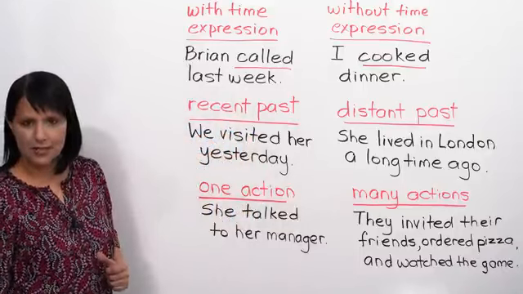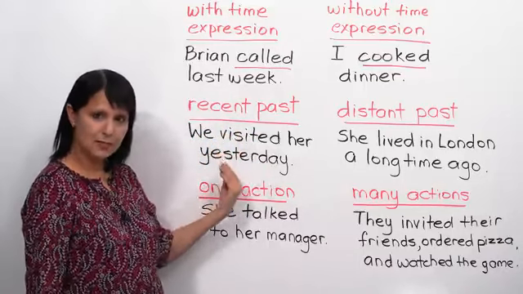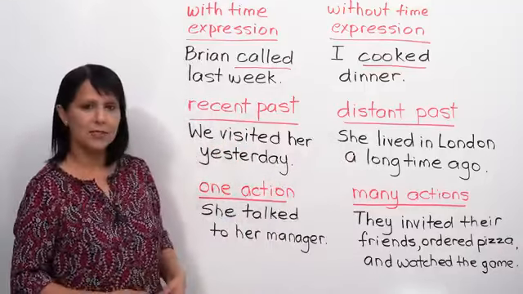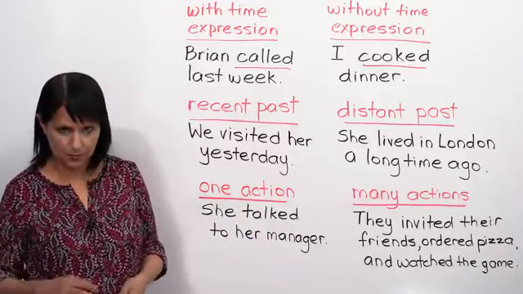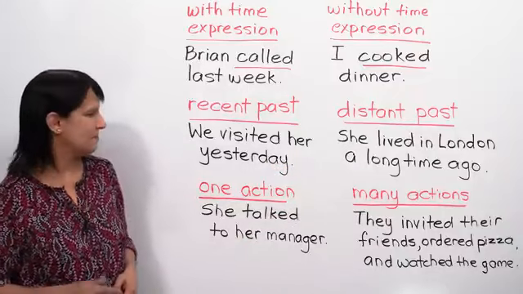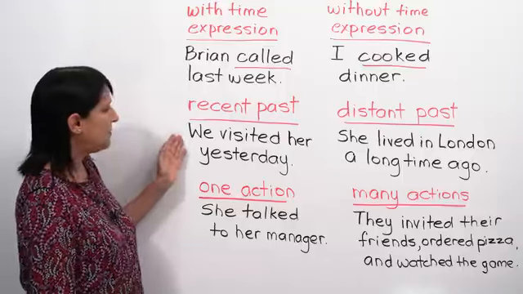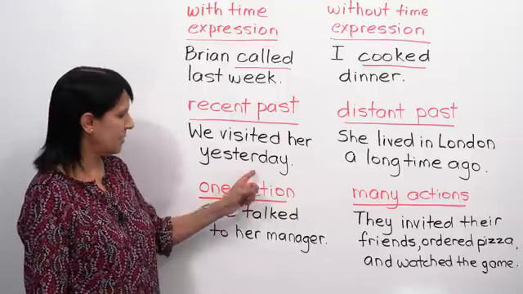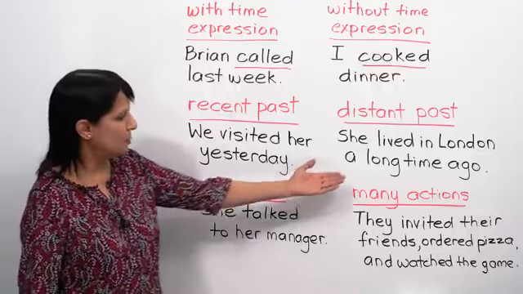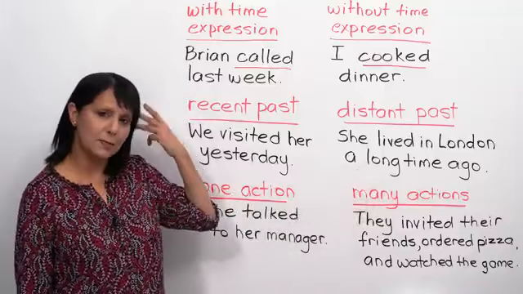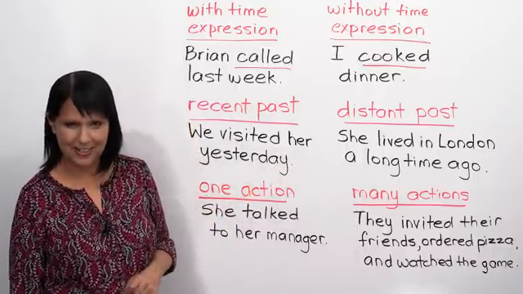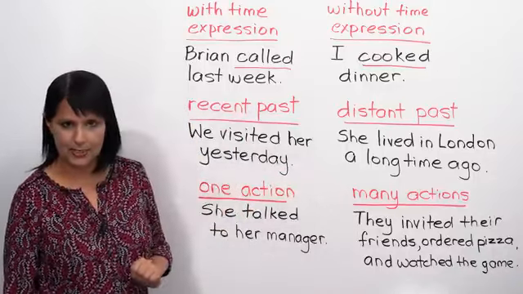Next, we can use the past simple tense to talk about the recent past or the distant past. What do I mean by that? The recent past means something that just happened a short time ago. And the distant past means something that happened a long time ago. Let's look at some examples. We visited her yesterday. Okay, yesterday is not very long ago, so we could use it with the past simple. We could also use the past simple to talk about something that happened way back. She lived in London a long time ago. All right? So it doesn't matter. We can use it in all these cases.